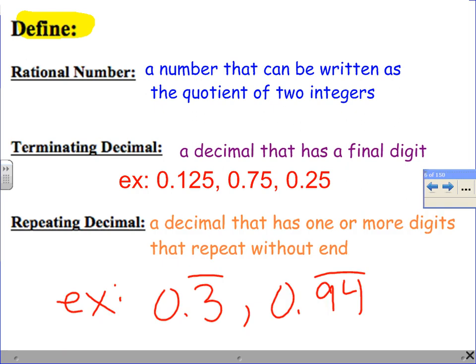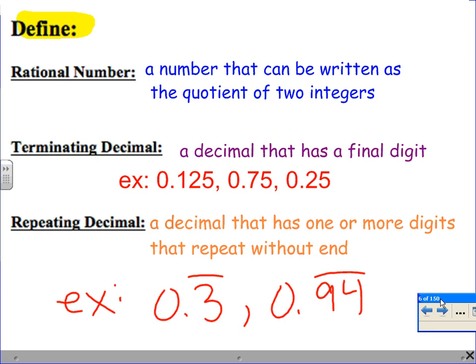Okay. Since you guys are all asking me about that, repeating decimal: a decimal that has one or more digits that repeat without end. So 0.3 repeating. The 3 has a bar over it. It repeats forever. 0.94, the 94 repeats. So 94, 94, 94, 94, 94. I could keep saying it all class period. It never ends. It's a repeating decimal.